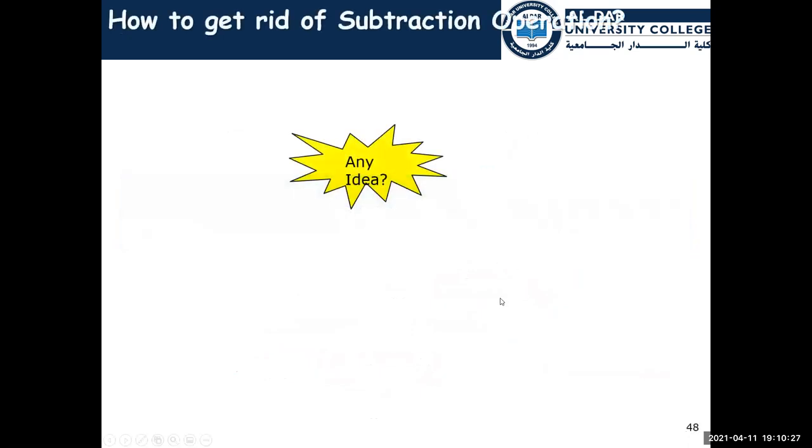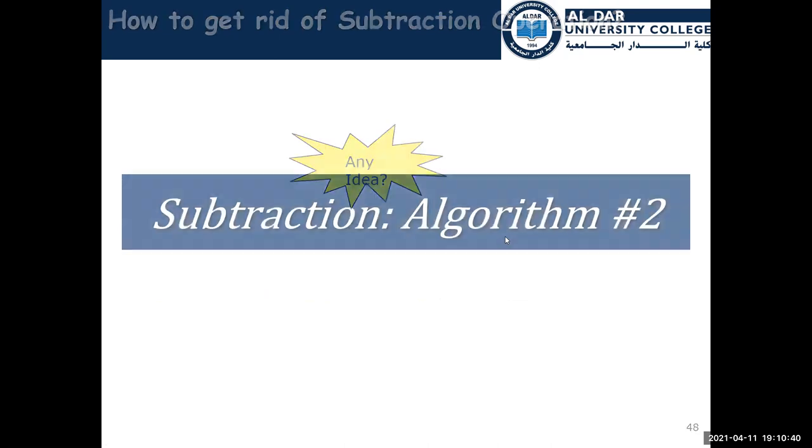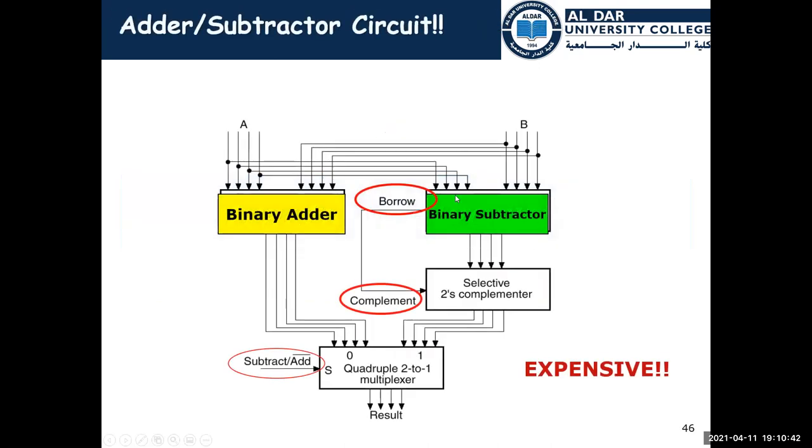The second algorithm is very straightforward. We can use the complement of a number to replace the subtraction operation with addition only. There is no subtraction. We will not implement a subtraction circuit. That's why we have a binary subtractor here. We check the borrow. If we have a borrow, we make the 2's complement. Then, according to whether we need to subtract or add, we have the multiplexer to get that result or that result.